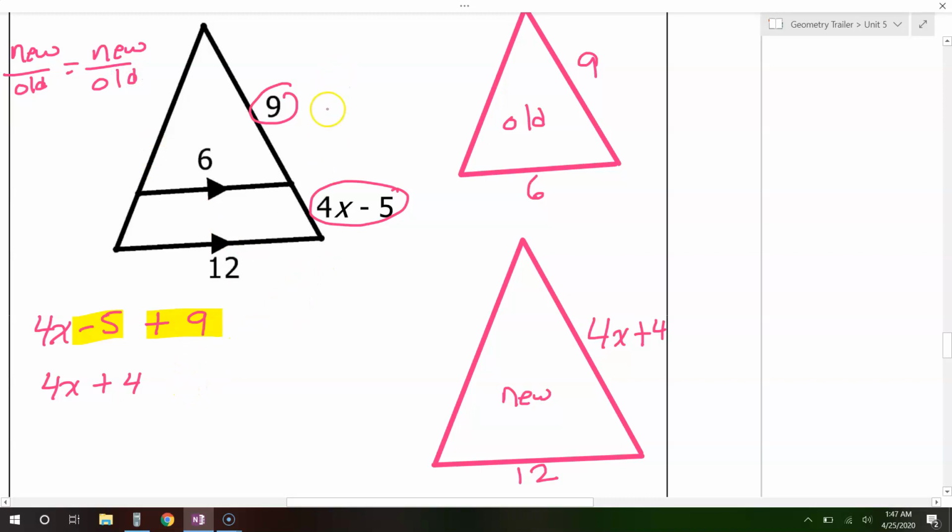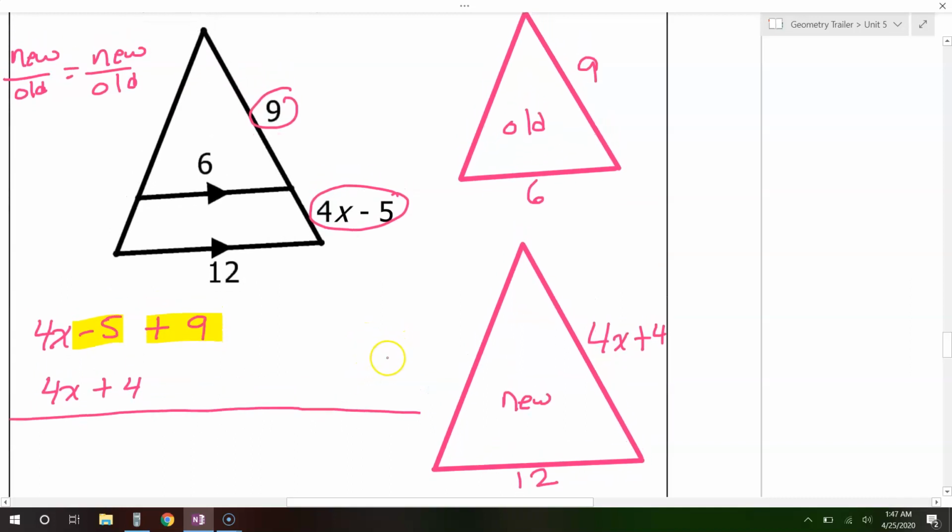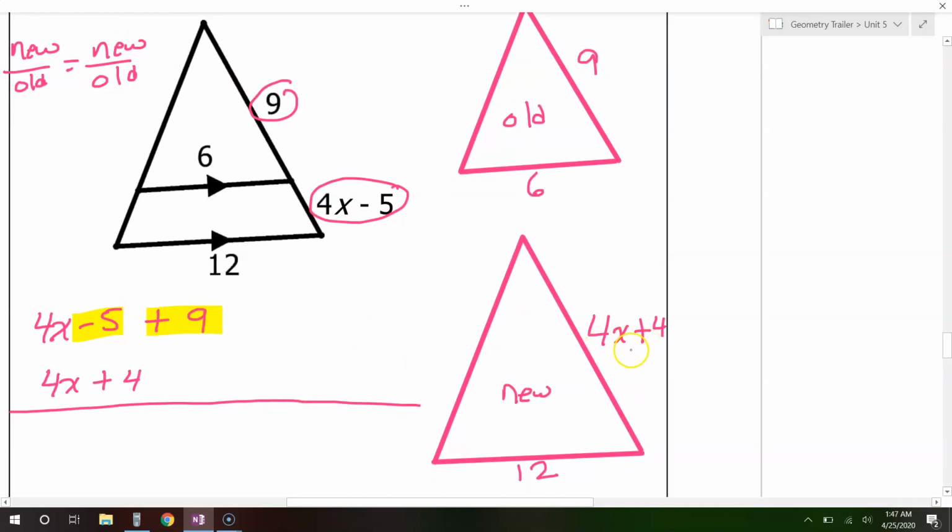Okay, so this is kind of in my way. No, it's okay. I'll just put a line. All right, so new over old. So obviously these are corresponding. The 4x plus 4 and the 9. So I just did new over old corresponding sides. And then that's going to equal the other new over old will be the 12 and the 6. So new over old, that'll be 12 over 6.